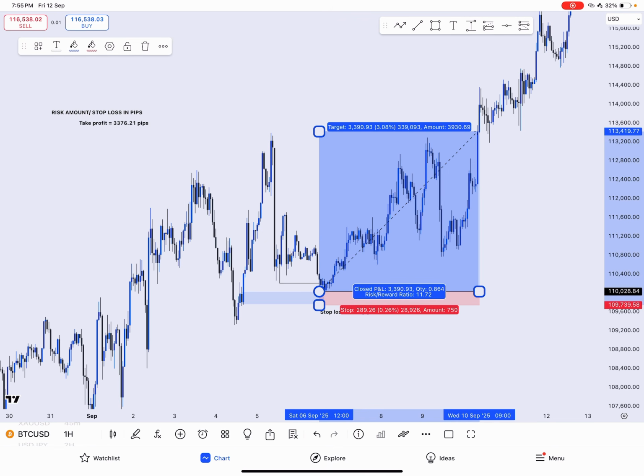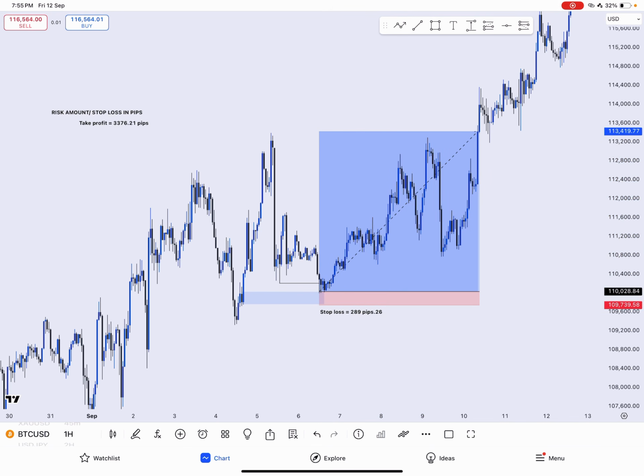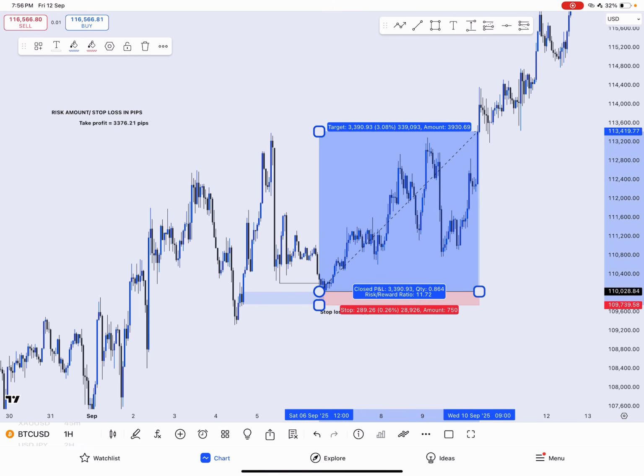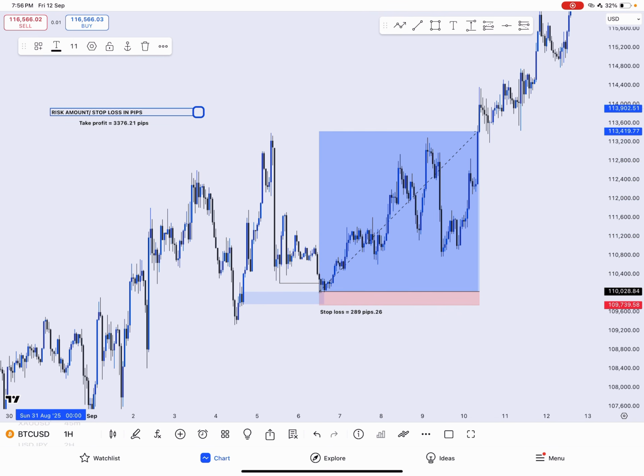For example, this particular pair is BTC USD, and you can see the stop loss here is 289.26. It's literally here. So 289.26 is how many pips the stop loss is. 289.26 pips stop loss. The target is 3390.93 pips TP.